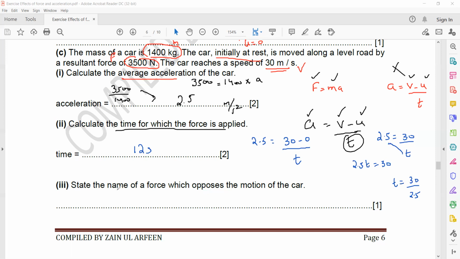Then state the name of the force which opposes the motion. What do we call the force which always opposes the motion? There is a specific name. So we call that friction. That's right. Friction is a force which always opposes, or tries to resist, the motion of an object. Is it clear?